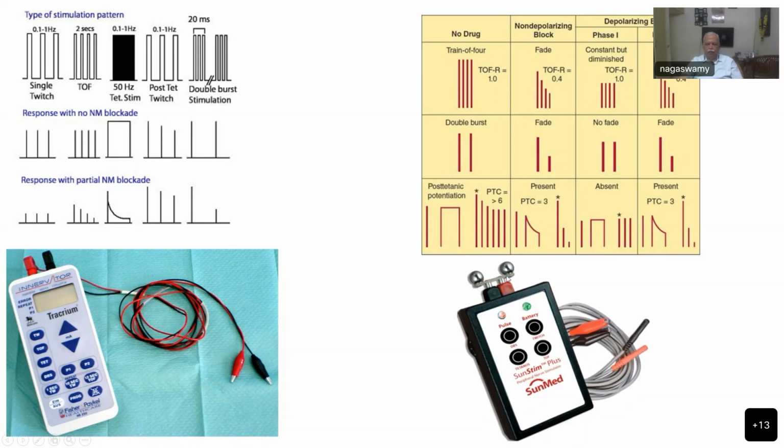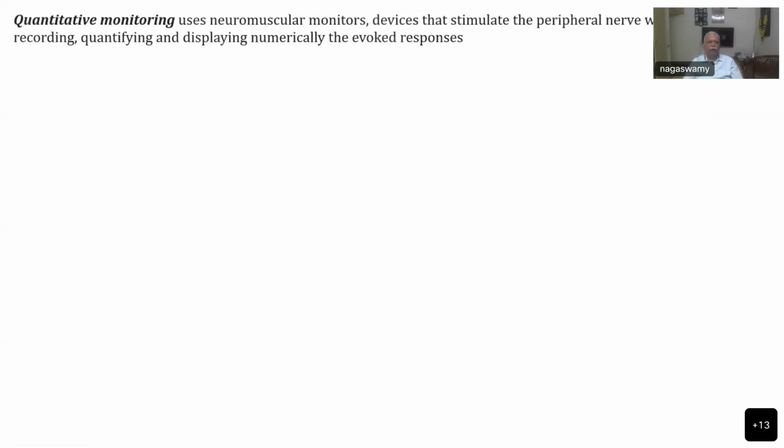Whenever you want to do a single-time measurement, instead of attaching the electrode and then connecting this, you can use these two, what are called the bulb electrodes or ball electrodes, and stimulate the nerve in the same way for a single twitch. Okay. Then the third thing is quantitative monitoring.